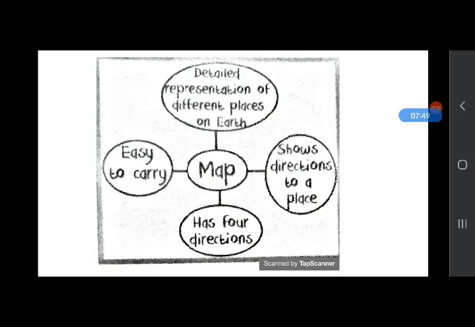Revise it again. What is a map? A map is a detailed representation of different places on earth. It shows directions to a place, has four directions, and it is easy to carry, unlike a globe. And we can also fold it. We can see details of a place.